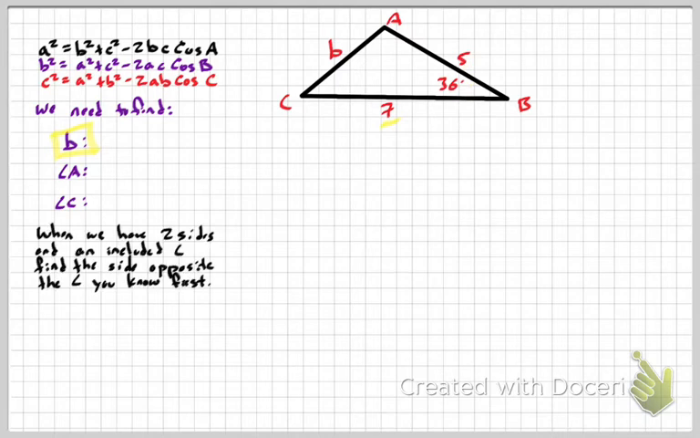So since we have the 2 sides and an included angle, we want to find the side opposite the angle we know, right? And so here's what my formula would look like. Again, I'm starting with the side I'm trying to find equals the 2 sides that I know squared minus, oops, I forgot the 2 in here. There should be a 2. So b squared equals 5 squared plus 7 squared minus 2 times 5 times 7 times the cosine of 36.